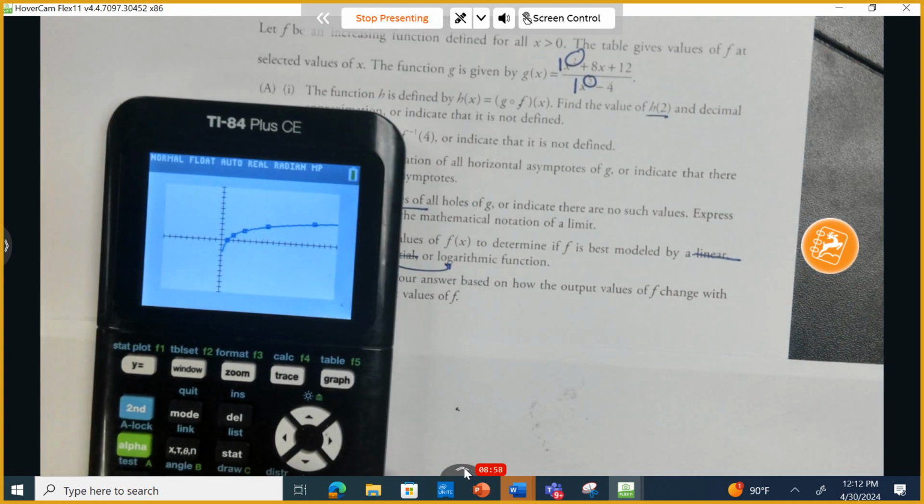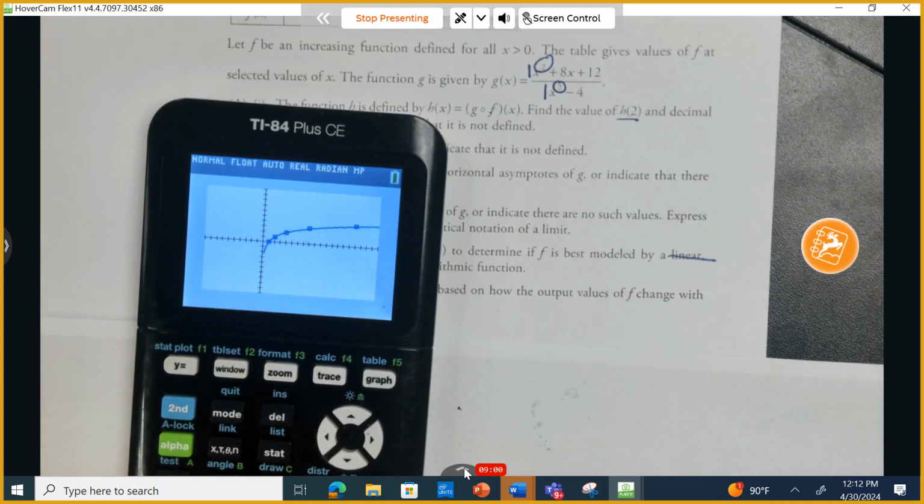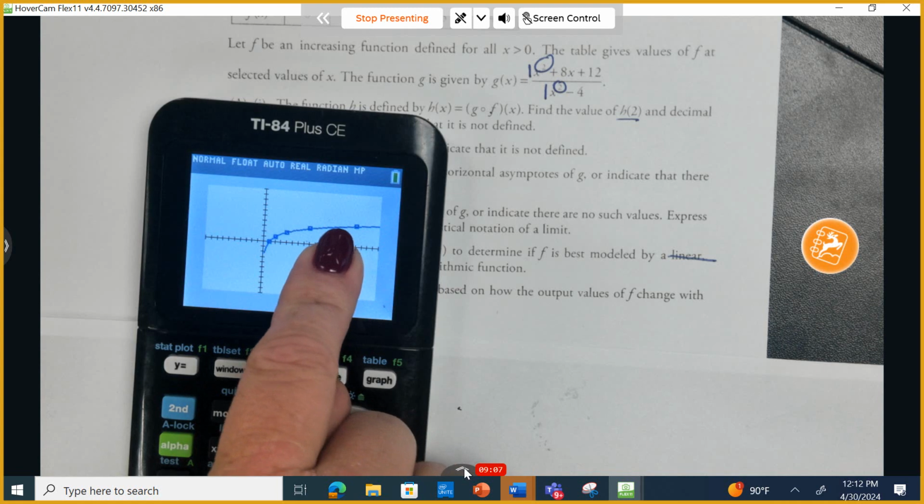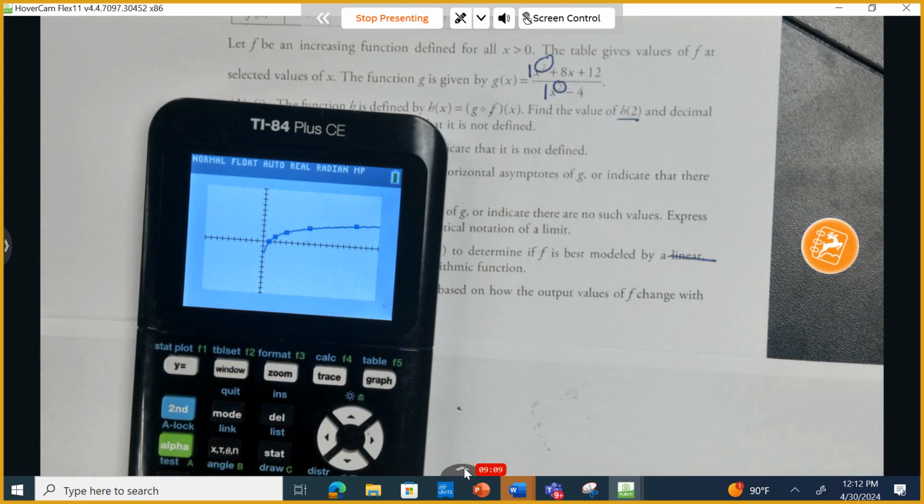And so in part C, it gives us, give us a reason why you chose log. That's what it says. Well, I have a couple different reasons that I can think of. One, I can see that the scatter plot that I created and the regression model match up. So the scatter plot matches up with the regression model that I created.